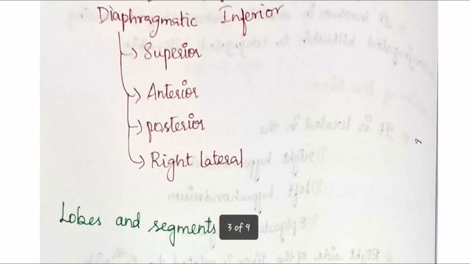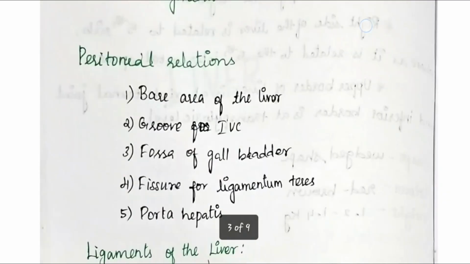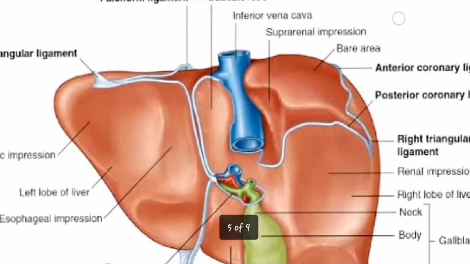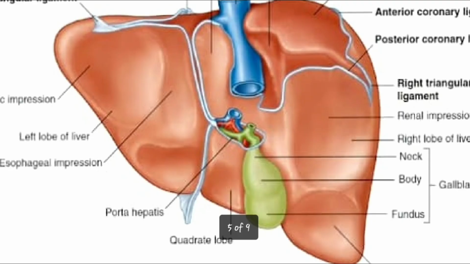Coming to the anterior relation, within the liver, the anteriorly located structure is the anterior abdominal wall. Posterior and inferior relations we will be seeing together, as the posterior inferior surface relations of the liver.